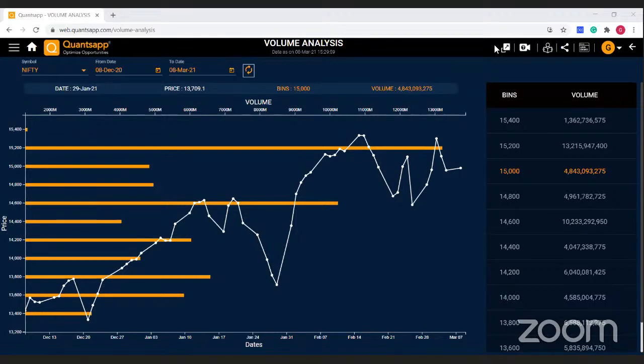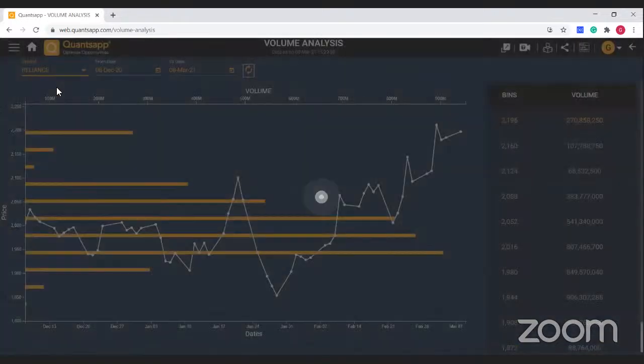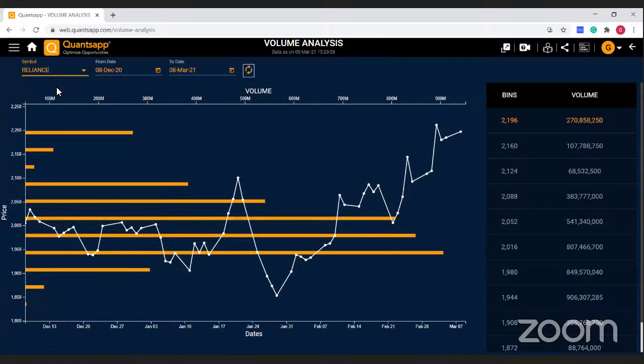Okay, so we have a question. Can you please show for a stock, say Reliance? Okay, let's take Reliance. So here's the data for Reliance.